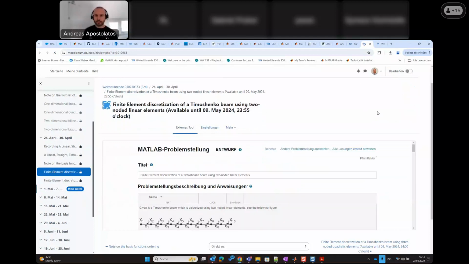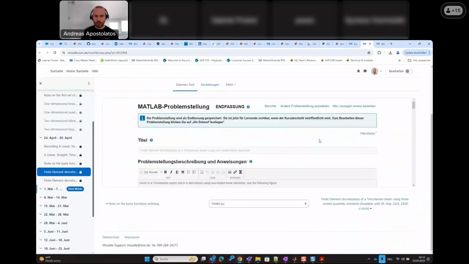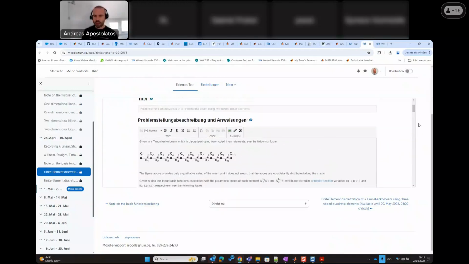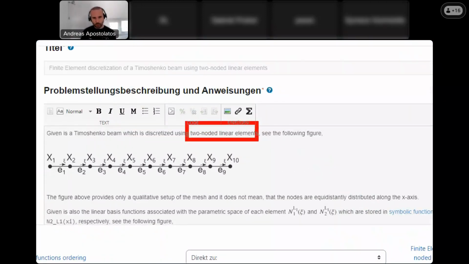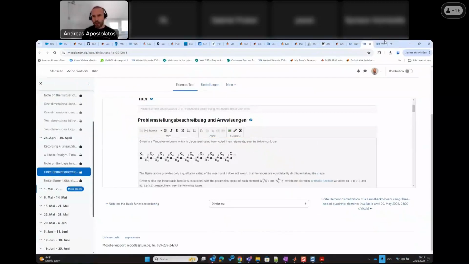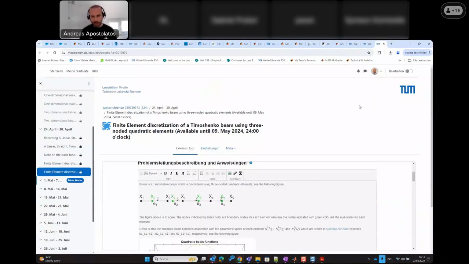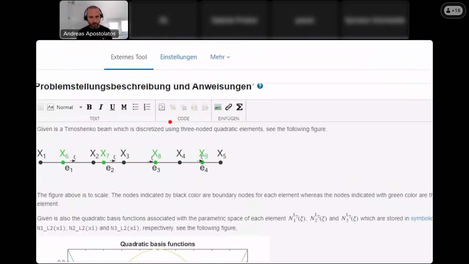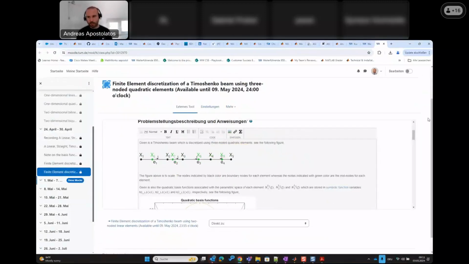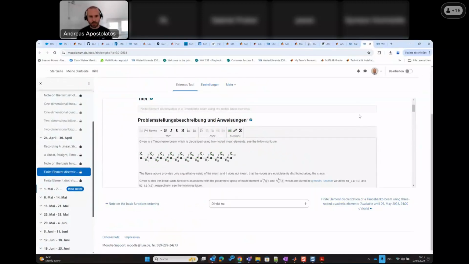So you may have noticed on those exercises that the first one has to do with the linear discretization. Two-noded linear elements, it's written. So we talk about using two-noded linear elements to solve numerically the Timoshenko beam boundary value problem. Whereas in the second exercise, you are working with the 3-noded quadratic elements. The mesh is provided as well underneath. Those are the 2 exercises that we had to work on.